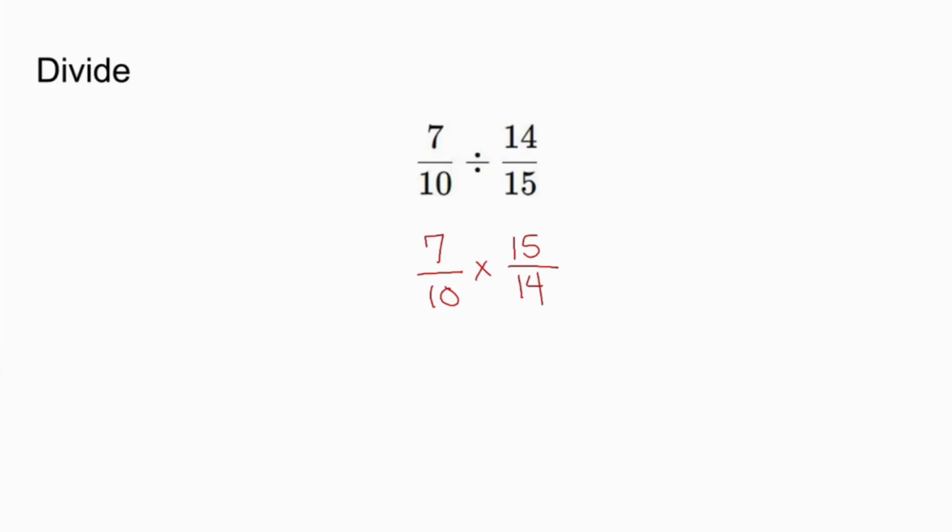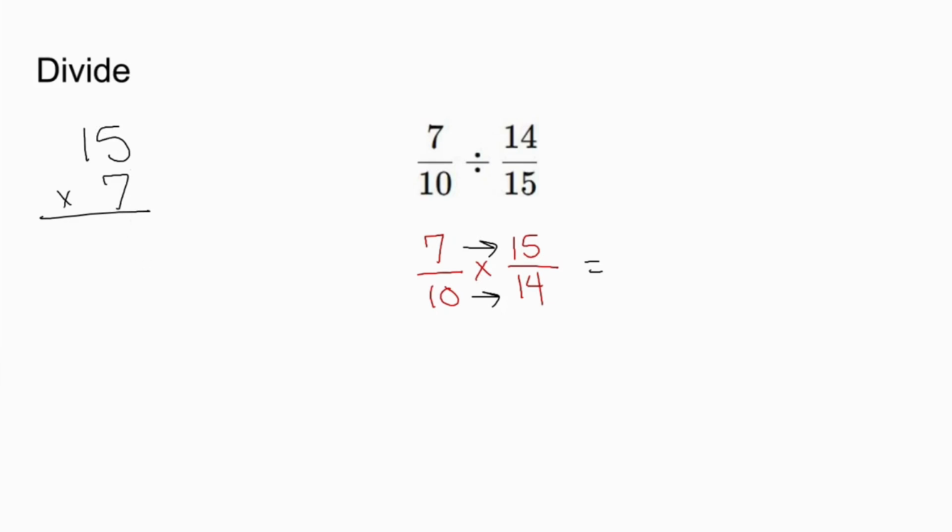Whenever you multiply two fractions together, multiply straight across the numerator and straight across the denominator. So 7 times 15, if you need to go off to the side and figure that out, there's nothing wrong with it. 15 times 7, I'm going to use old school multiplication.